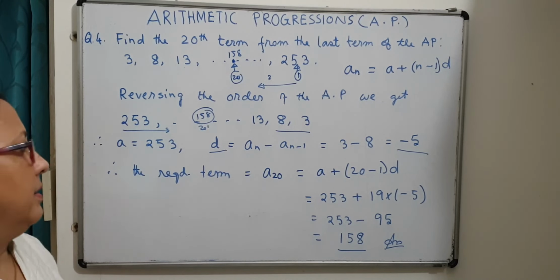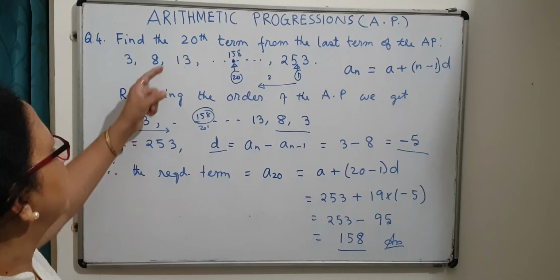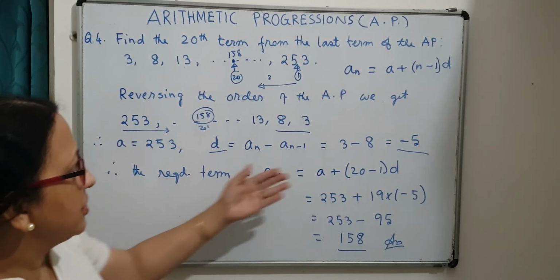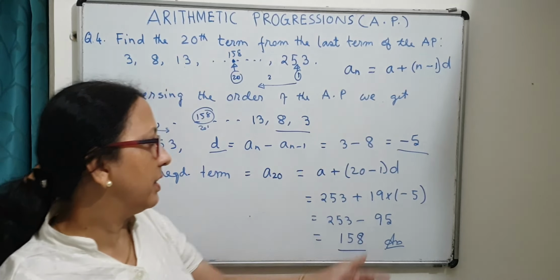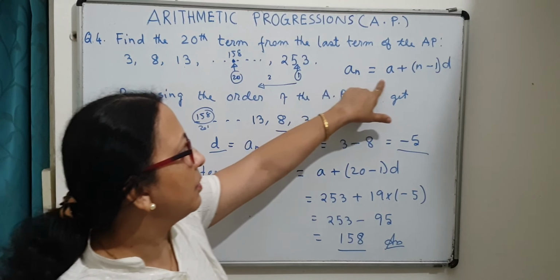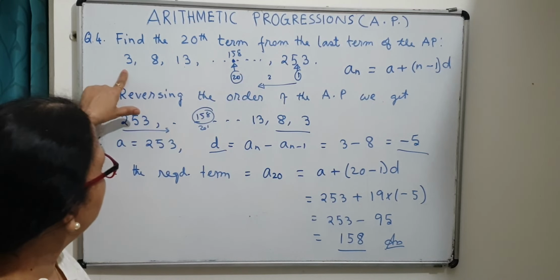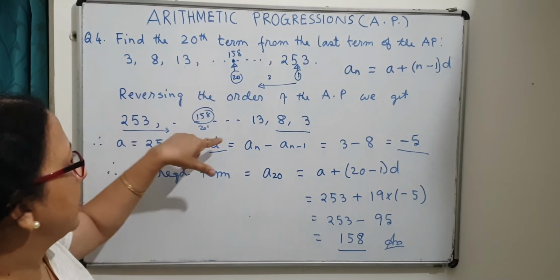So this is the idea of how to find terms when we have to find them from the last term. We reverse the order and then, as usual, we can use the same formula. So this is very important. This formula can be used as long as this A is the first term, meaning from the beginning. That's why you have to reverse the order.